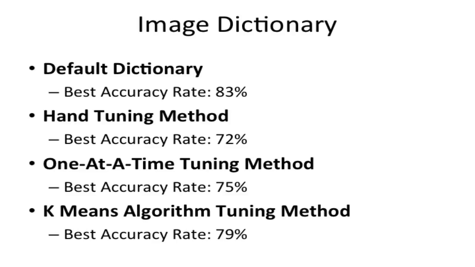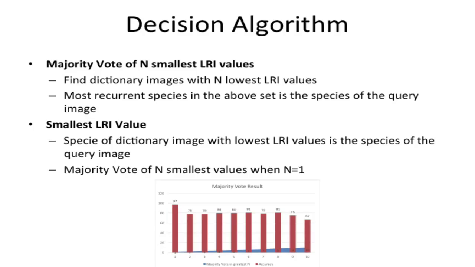We found that our centers were actually better when we used the larger dictionary. Of the tuned dictionaries, the k-means algorithm actually worked the best. We also looked at 2 different decision algorithms: a majority vote of the n smallest values and the single smallest value. Interestingly, as shown below in the graph, the latter worked better.